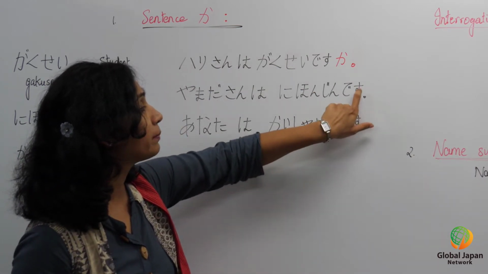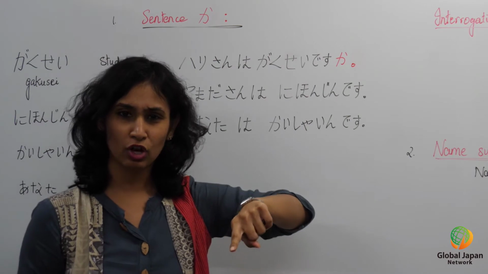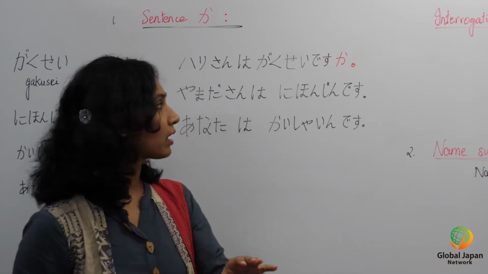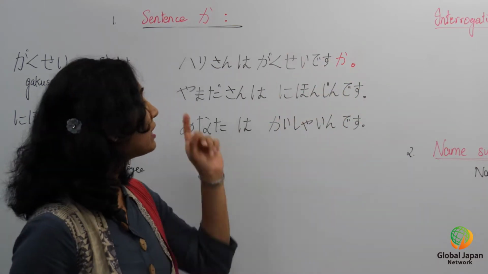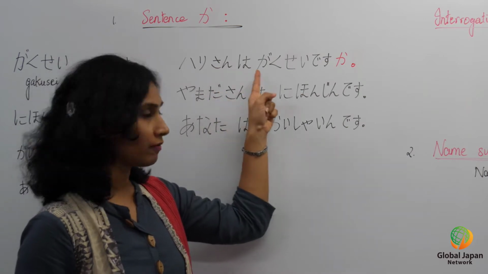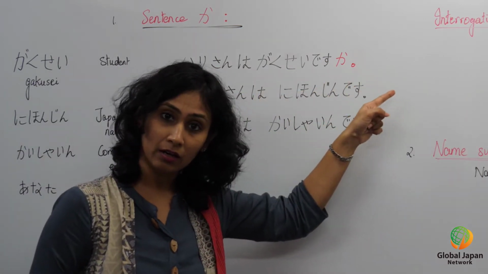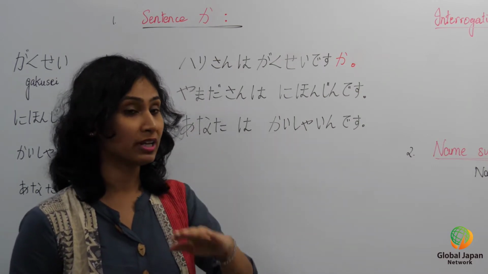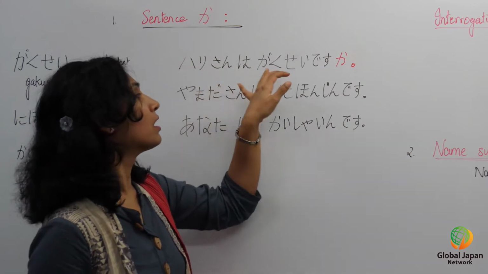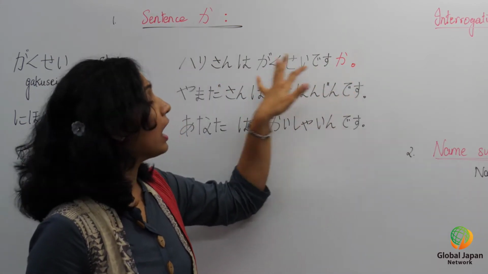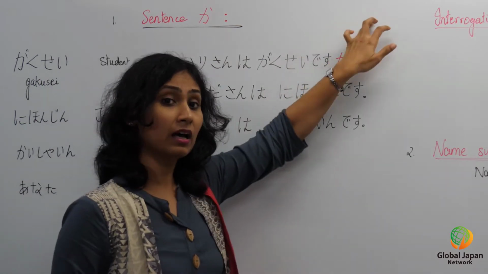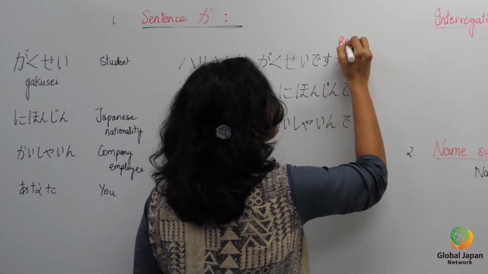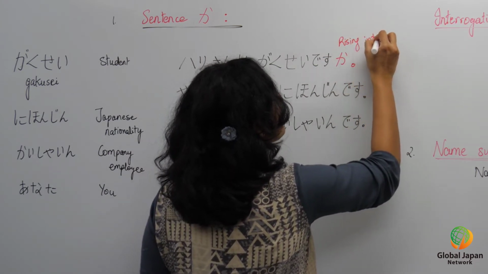Whenever you end a statement, in English we call it a full stop. In Japanese, we colloquially call it maru. So we don't use a question marker, we use only maru. Let me read this now. Hari-san wa gakusei desu ka? When I say this as a statement, look at the way I'm reading this. Hari-san wa gakusei desu. Hari-san wa gakusei desu ka? I will end the sentence in rising intonation if it is a question.